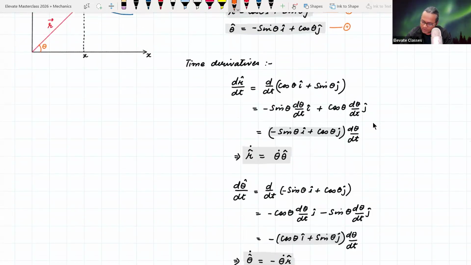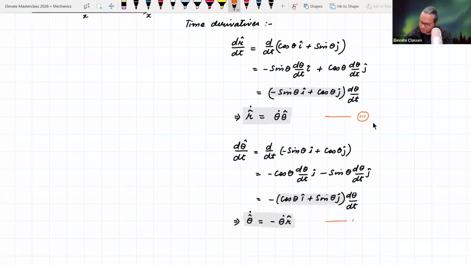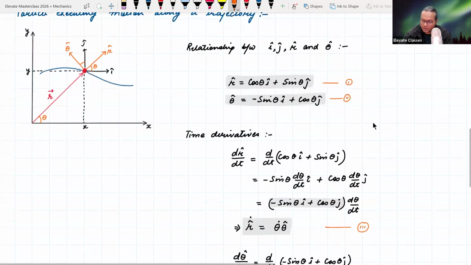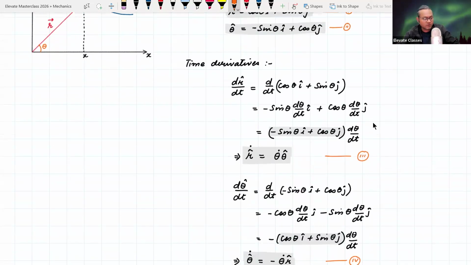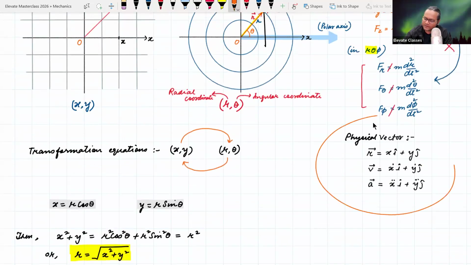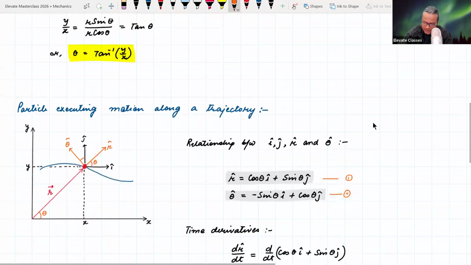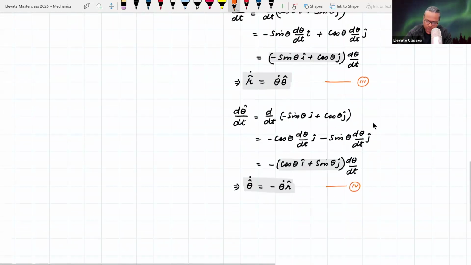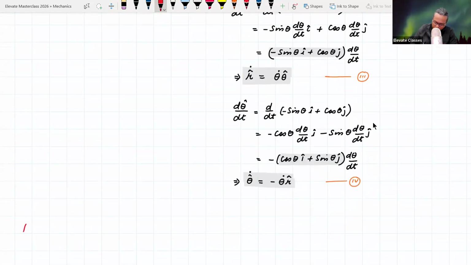Let's say this is point number 3 and this is point number 4. Okay, all right, so these are the time derivatives. Now let's use the time derivatives to figure out the various physical vectors that we have to take a look at. So first we'll go into the position coordinate or position vector.